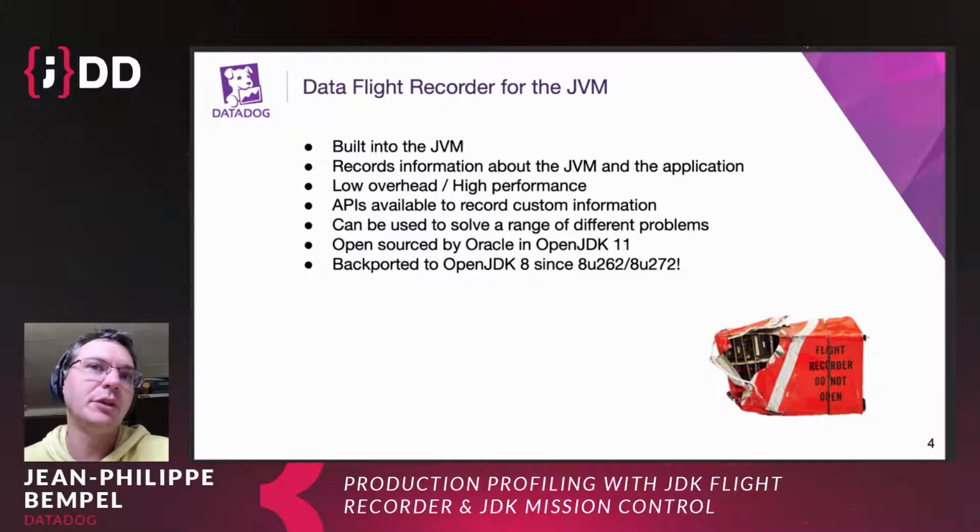So JFR will record JVM information. You can add custom events to record your own information with a Java API. It helps you to solve a wide range of problems. It's not just another CPU profiler. While beginning its life as a commercial product, it has been open sourced in OpenJDK 11, and later backported to OpenJDK 8 since update 262. The 262 is for most vendors, and for Docker images you should use the 272 with the upstream build.